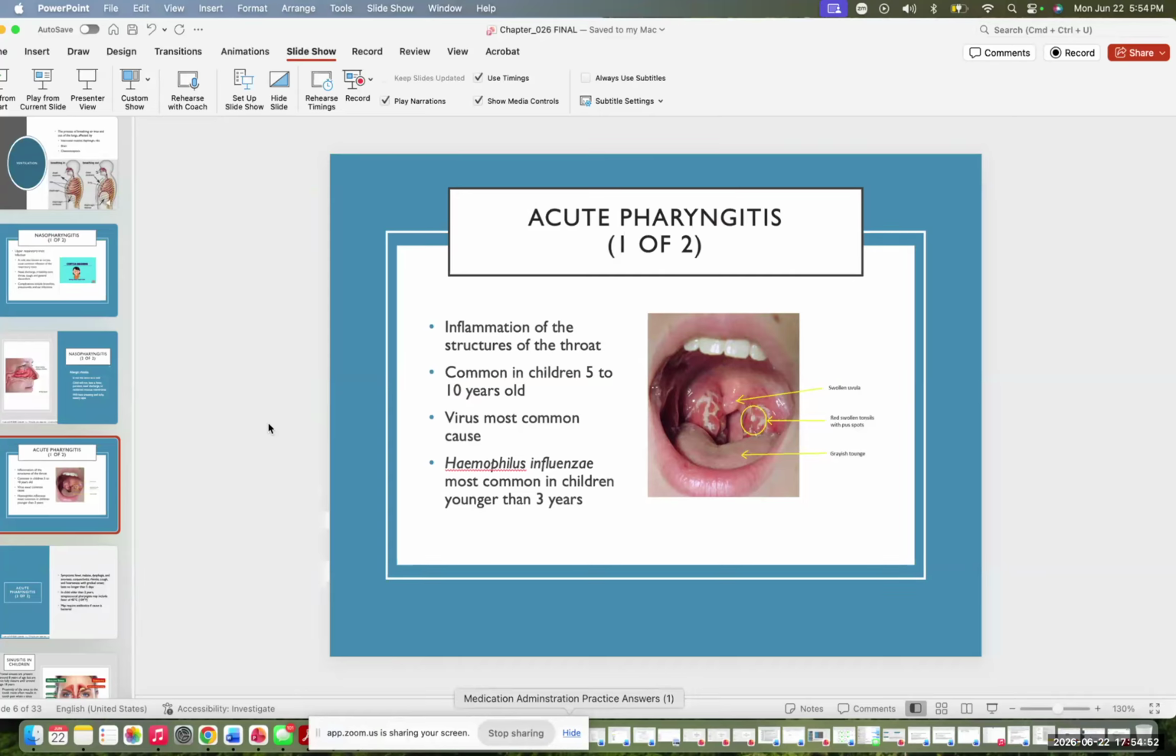Acute pharyngitis, that's inflammation of the structures of the throat. What are these called on the sides? Tonsils. Okay, and this in the middle, uvula. Okay, you have different sets of tonsils. I'll show you when we talk about tonsillitis in a second, but do you see the white stuff that's on the back of the throat there? What is that called? How are you going to chart that?